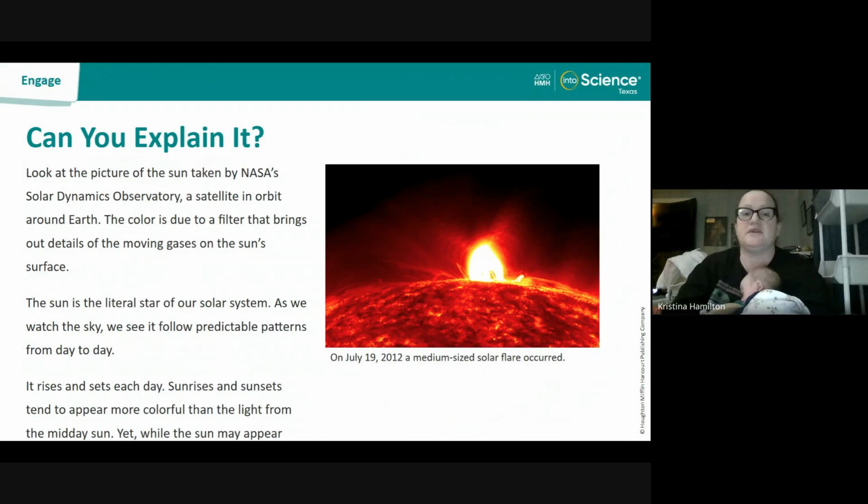So when we look at the picture of the sun taken by NASA's Solar Dynamics Observatory, a satellite in orbit around Earth, the color is due to a filter that brings out the details of moving gas on the sun's surface. So there's a unit that we didn't go over yet, and we'll go over it when we come back, and it comes down to wavelengths.